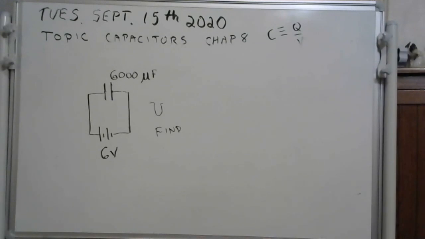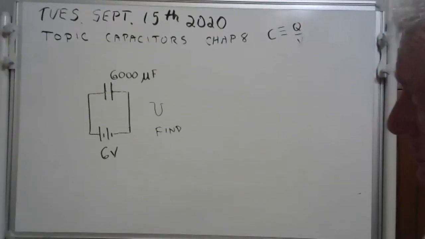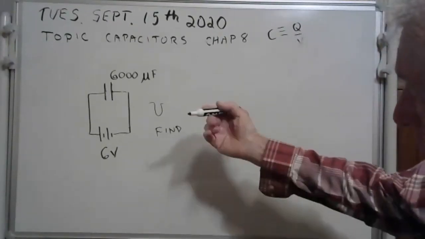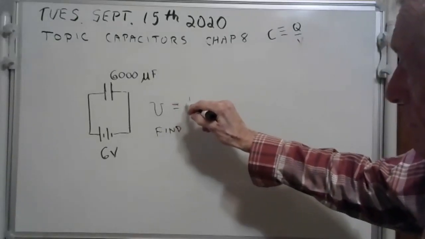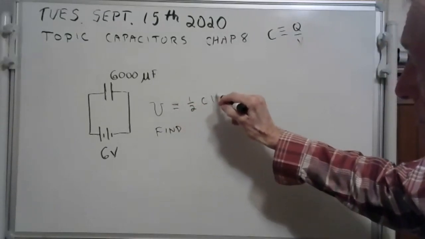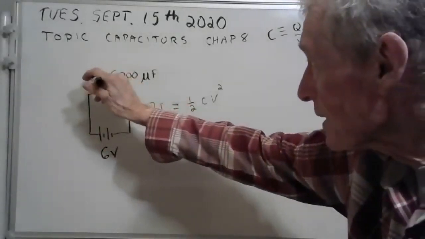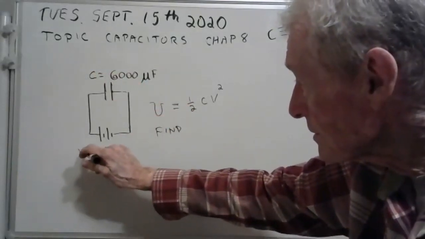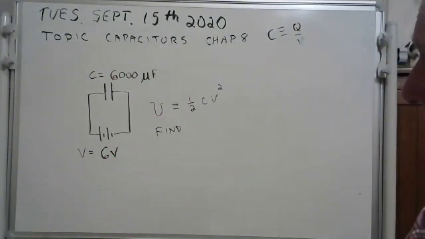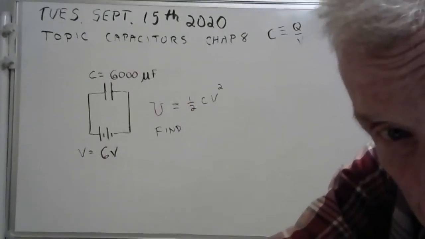Well, I got an answer. Here, I'll help you guys. Probably the easiest equation to use is this one here, because see, we know the C. The capacitance is 6,000 microfarads, and we know the V. You know you're going to have 6 volts. Put it in your calculator, and let me call on one of my very best students here.